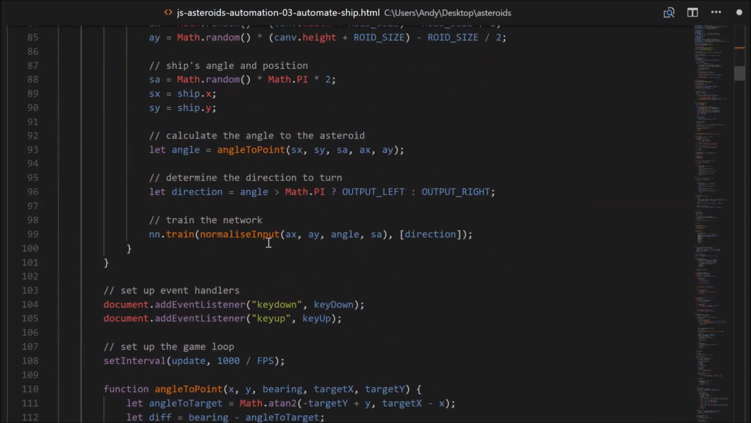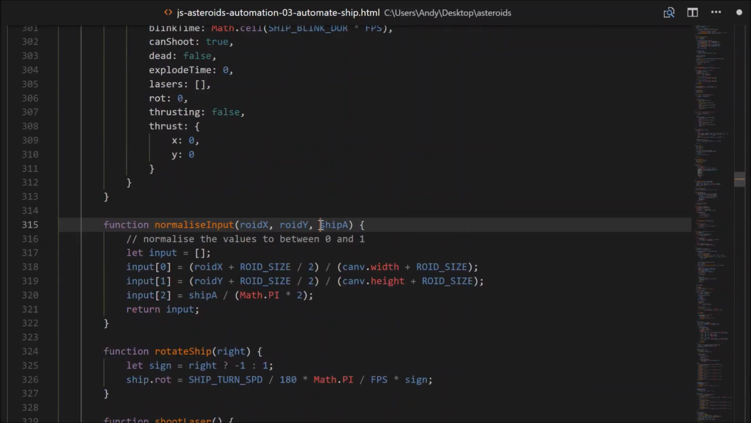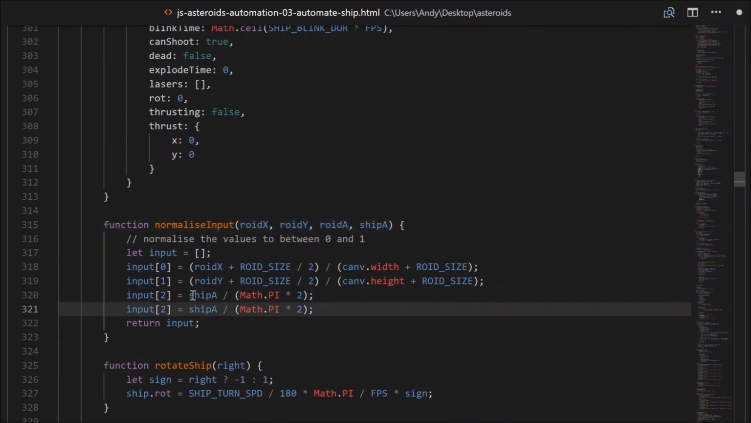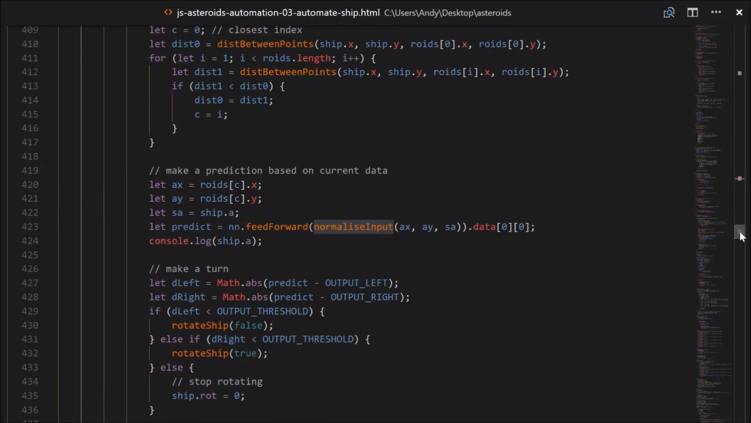So down here, in our normalize input, we'll have to add an extra one. We'll call that roid angle. Roid angle will be our third one. It's going to be very similar to how we do the ship angle. We'll just put roid angle there. Ship angle will update its index to 3. Wherever we call this, we'll have to fix it up, which is just down in our update function. So we'll have to pass an angle in there, and we'll have to calculate that angle.